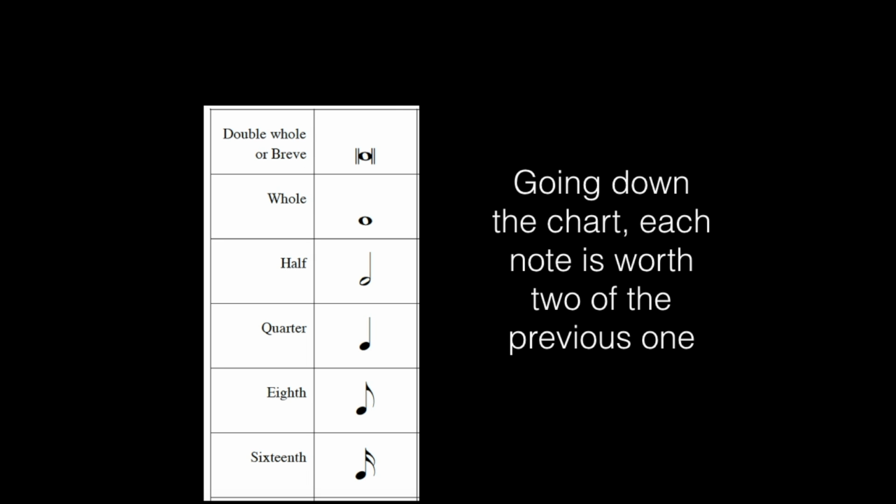So there's two whole notes in a breve. There's two half notes in a whole. There's two quarter notes in a half. And notice how their names reflect this, that a half is a half of a whole. There's two halves in a whole. There are two quarters in a half. There are two eighths in a quarter.